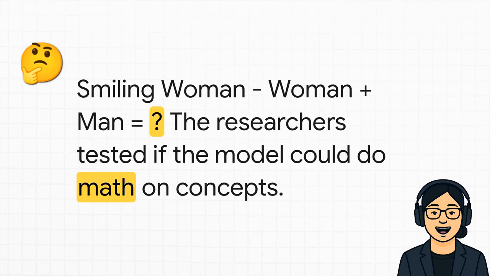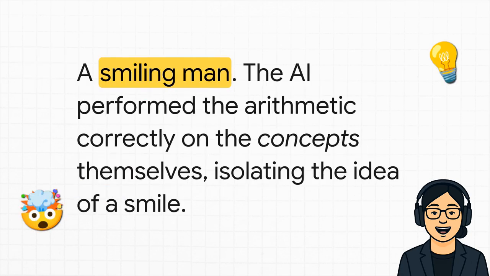They took the random noise vector that created an image of a smiling woman, then they mathematically subtracted the vector for woman and added the vector for man. So, the big question is, what do you get when you ask the AI to draw that? You get a smiling man. I mean, how cool is that? The AI did the arithmetic correctly on the concepts themselves.